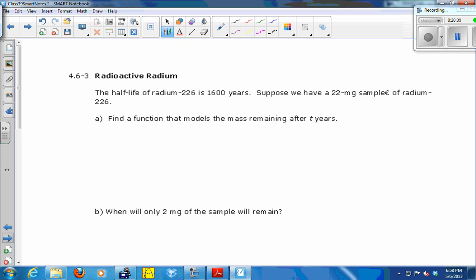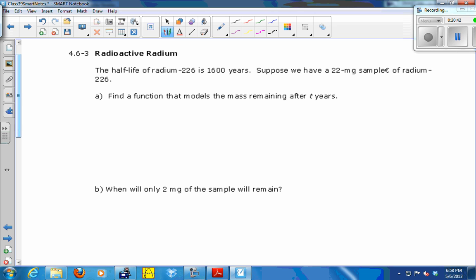Okay, so we'll do an example and then we'll be done with this for today. Okay, the half-life of radium-226 is 1600 years. Now, don't be confused by the numbers. Very often, radioactive elements are named by a name and a number. That 226 is part of the name, not anything to do with the problem. So the half-life of radium-226 is 1600 years. If we start with a 22 milligram sample, find a function that models the mass remaining after t years.